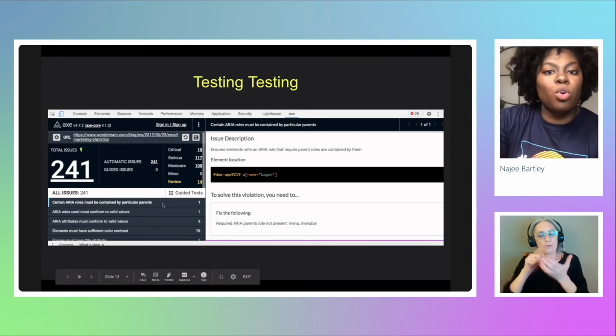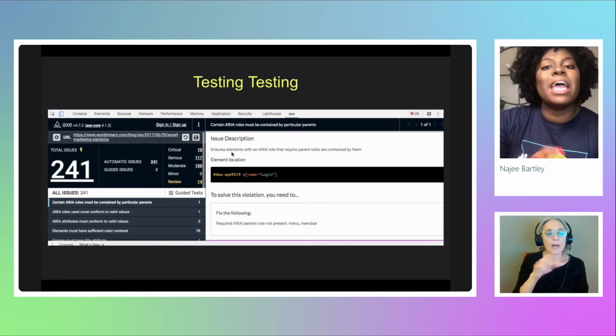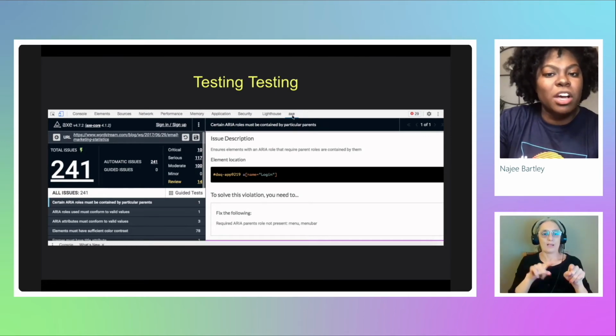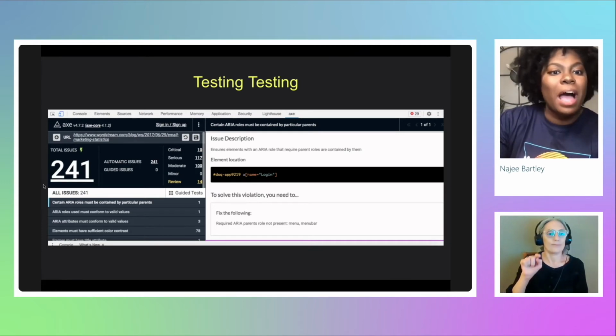This is kind of what your console log looks like inside. You have your console log, your elements, your sources. This is what happens when you right click into a web page. You're going to see something like this. You're going to go to the right here, and you're going to click on that Axe. When you click on the Axe, it's going to tell you how many issues.